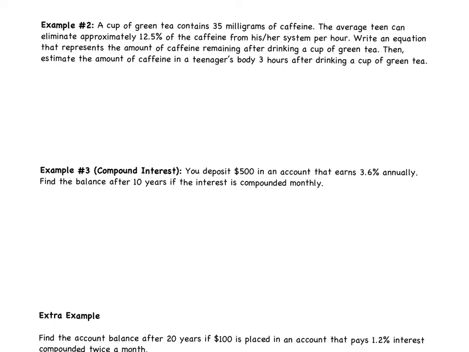Okay, so there's a lot going on. We have to figure out what our variables are. It says write an equation that represents the amount of caffeine remaining after drinking. Okay, so we're going to have our y and we're going to have our t. T is going to be some measurement of time. Earlier in the problem, we see per hour. So t is going to be, the variable t is going to be the number of hours after drinking tea.